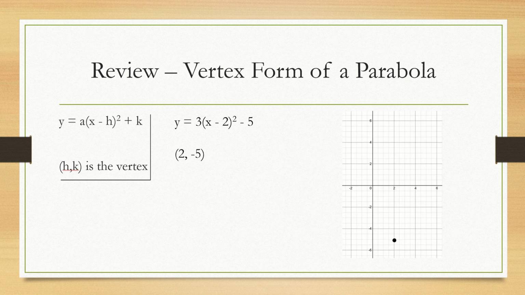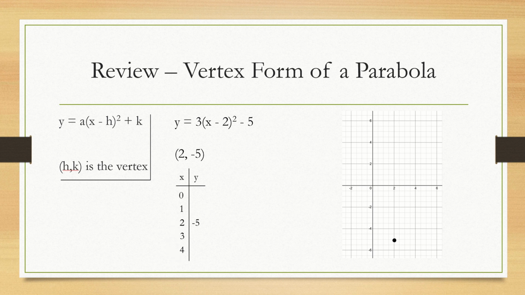Then remember that for parabolas, you need 5 points to graph the parabolas. So what we do is we make a table like this, putting the vertex in the middle, putting 2, negative 5 in the middle. And then what we do for the other x values is that we just include consecutive x values. So the two numbers before 2 would be 1 and 0, and the two numbers after 2 would be 3 and 4, okay?